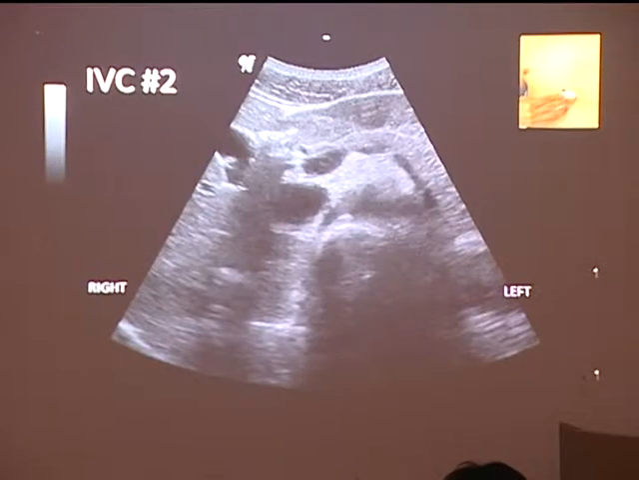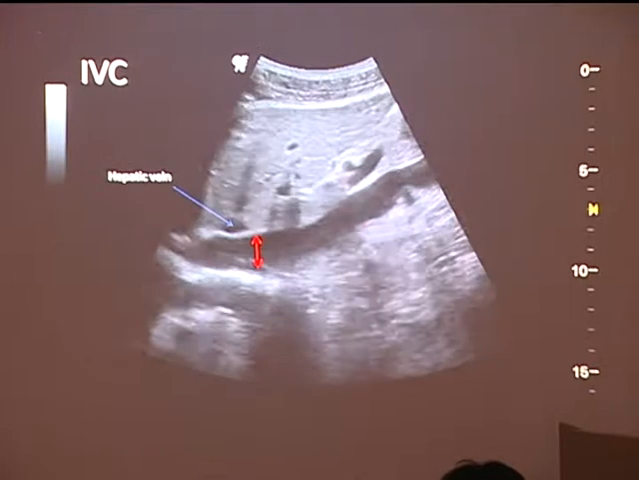Or another way, we'll just do a short axis of both the IBC and the aorta, decide which one is which, and rotate about. Right? So there are two methods of looking for the IBC itself.